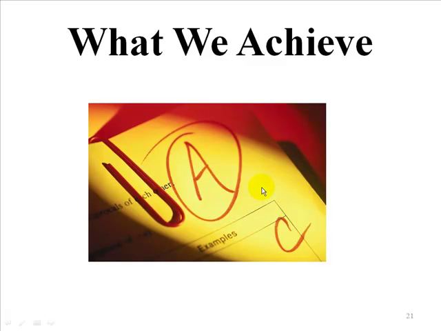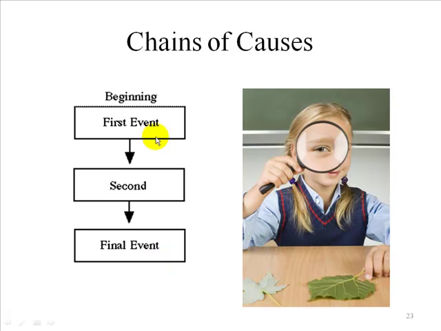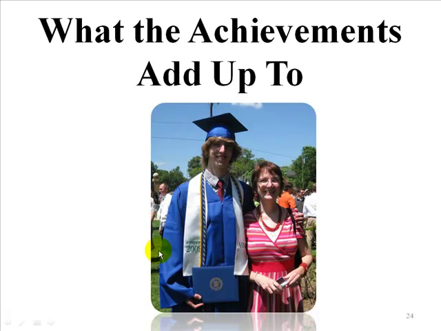What we achieve, we can get an A on a paper, we can get a whole semester worth of A's and B's. We measure our outcome quantitatively and qualitatively. It tells how our X is working out. How's our study routine working? We get a paper leads to a semester leads to the final event, maybe that's graduation, what the achievements lead up to.